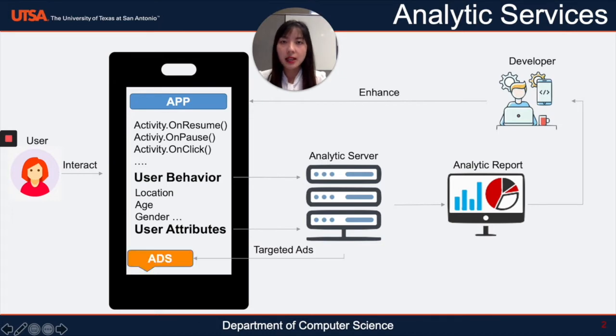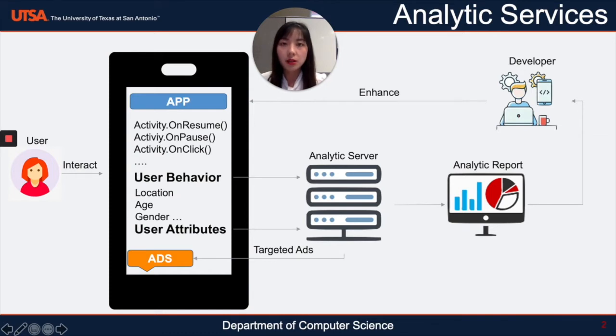At the same time, analytics service might collaborate with other advertising service to deliver targeted ads. So analytics service is pretty good for the app company collecting data. However, incorrectly configuring the service might result in privacy risks.